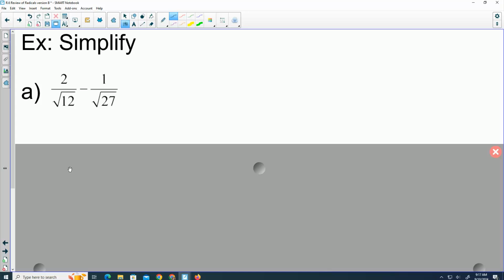So 2 over the square root of 12 minus 1 over the square root of 27. I have several issues here. I have radicals in the denominator, which we know we have to move. We also are trying to subtract, and if you want to add or subtract, what do we need? Common denominator. So we have to get the radicals off the bottom. We also then have to try to get a common denominator. It doesn't matter which one we do first.